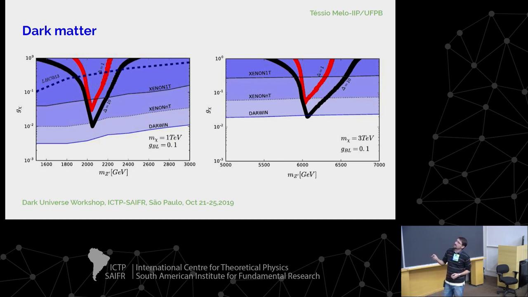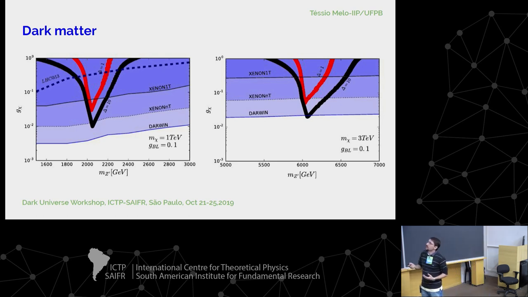These other lines here represent the perspective of future direct detection experiments. But the current boundary is set by this line here. We put also the bound from the LHC for searches for Z prime. But as you can see, this bound is subdominant. Notice also that we are in the resonance. For this plot, we fixed the mass of the dark matter at 1 TeV. And the mass of the mediator is twice the mass of the dark matter. So away from the resonance, you cannot reproduce the right relic abundance.